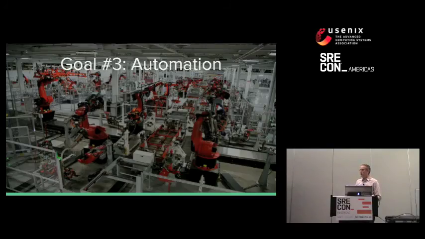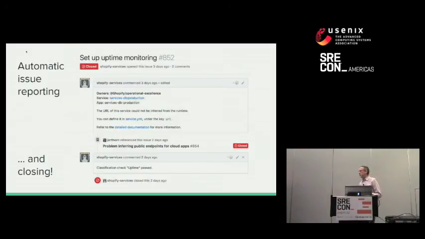So our third goal: automation. This is where it became really fun. Now that we're connecting out to all these systems, we know what's wrong, we know what we need to do. Now we can start building automation to help fix it. The first thing we do, it's fairly simple, is that this system is able to automatically open GitHub issues against services that are failing a check.